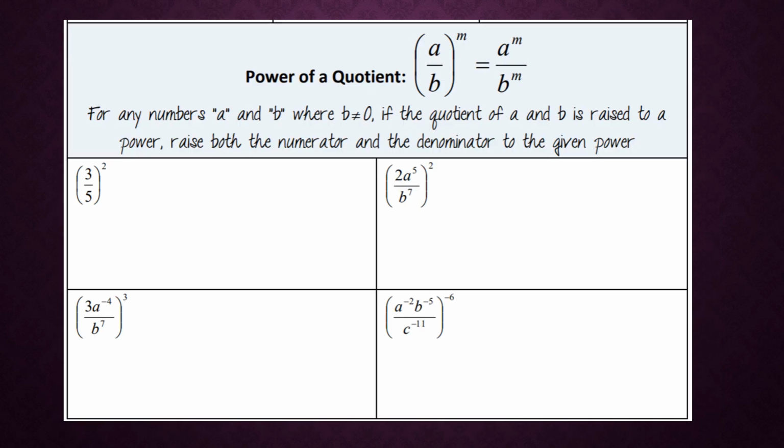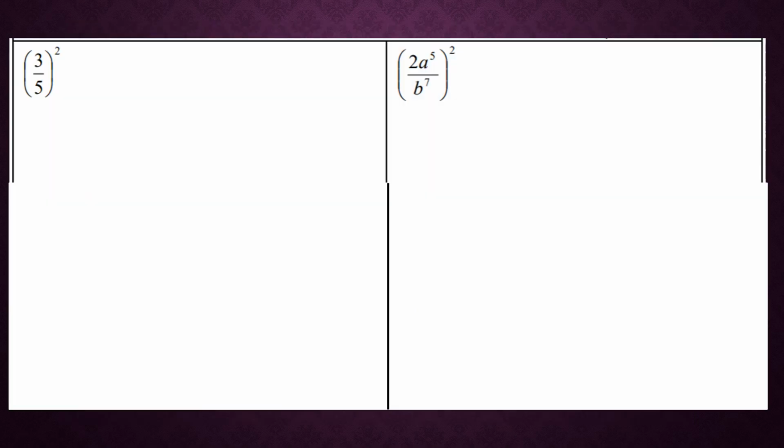All right, so we also have power of a quotient. So we just kind of took a very brief look at that. For any numbers a and b where b does not equal 0, if the quotient of a and b is raised to a power, you're going to raise both the numerator and the denominator to that given power. All right, so let's go ahead and start with that first one there. So basically the 2, we're going to raise the 3 to the second power and the 5. So this will become 3 squared over 5 squared. And if we were to simplify that, you get 9 over 25.